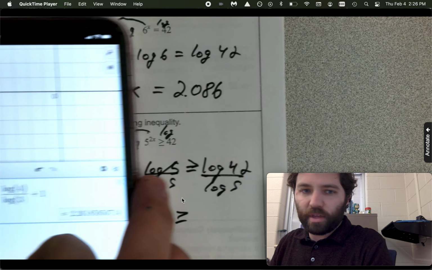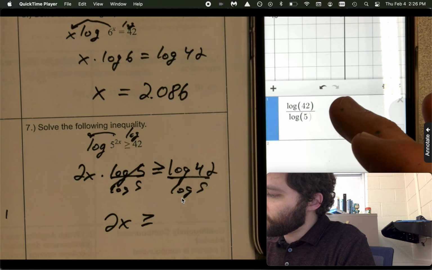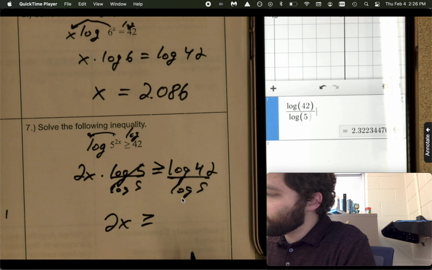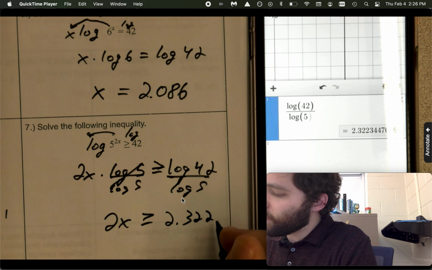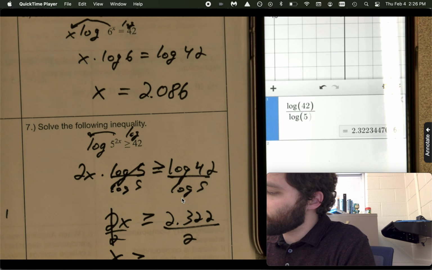So I'm going to actually compute that real quick. Log of 42 divided by log of 5, and we'll get 2.322. And then I'll divide both sides by 2. Actually, we just want this whole thing divided by 2. So 1.161 is your final answer there: x is greater than or equal to 1.161.